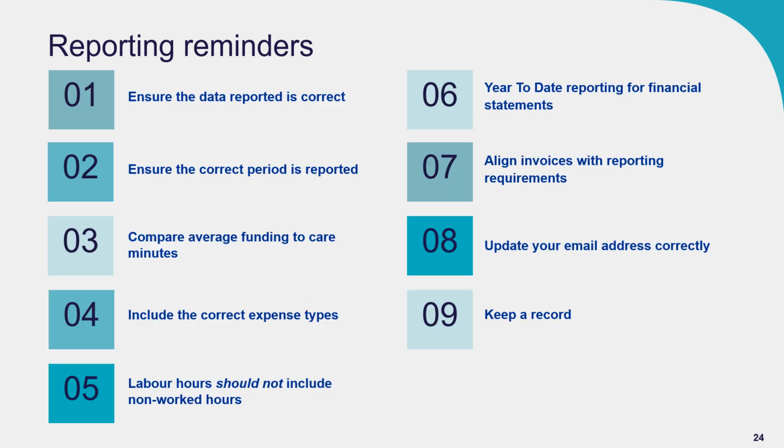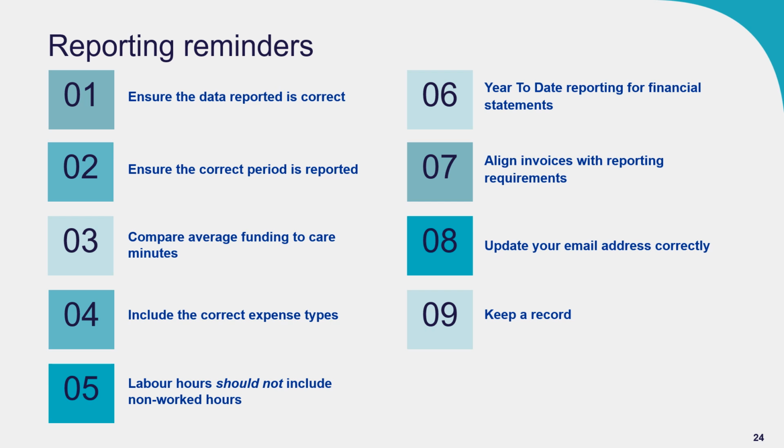This section has some common reporting reminders to assist with your quarterly reporting. Ensure the data reported is correct. Only report time and costs spent on residents funded under the Aged Care Act. Ensure that the correct period is reported, meaning data reported should include hours and expenditure for the reporting quarter only. Compare average funding to care minutes. Include correct expense types. Labour hours should not include non-worked hours such as sick and annual leave, training or voluntary hours.